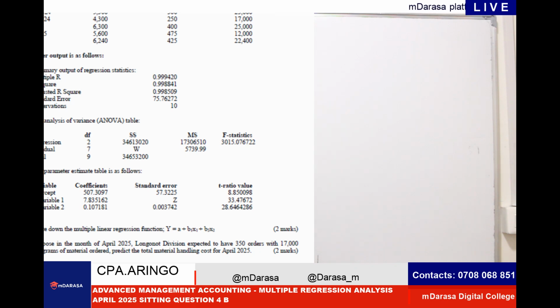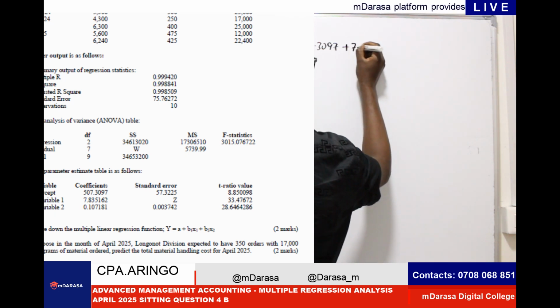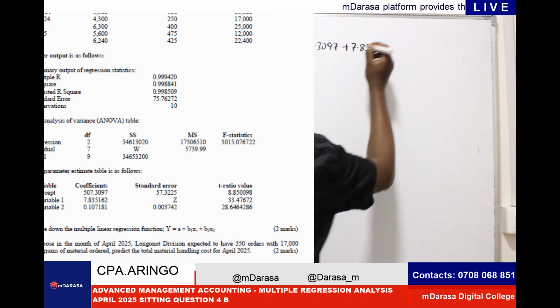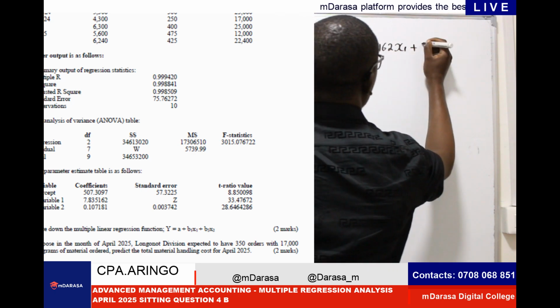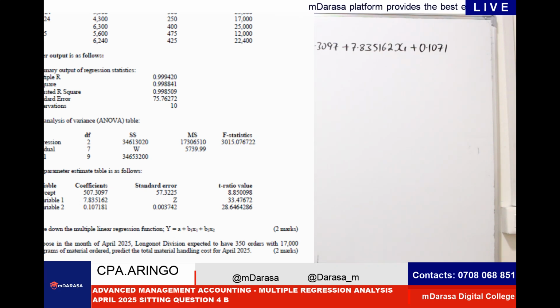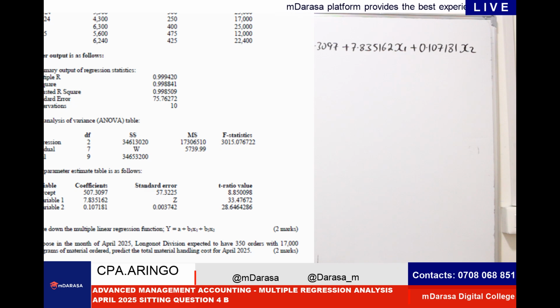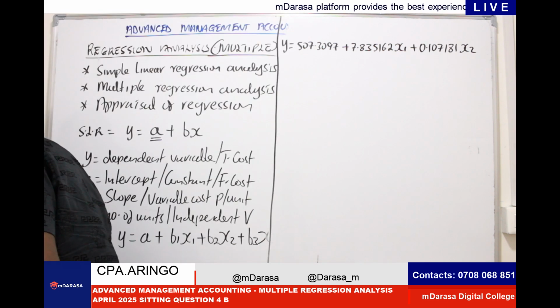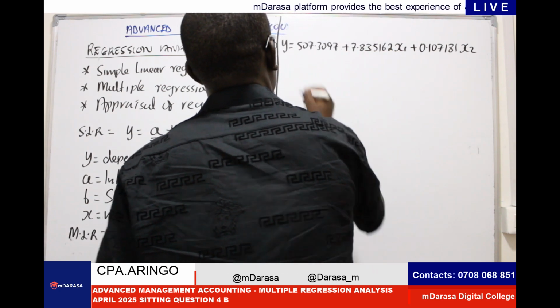I want us to take the variables in full. So we're having our y, which will be equal to 507.3097 to be consistent. We have 7.835162 x1. We add 0.107181 x2. See? So what we've done simply, we have presented our equation. The first thing that the good examiner wanted us to do, this is what you're supposed to do. We're through with that.